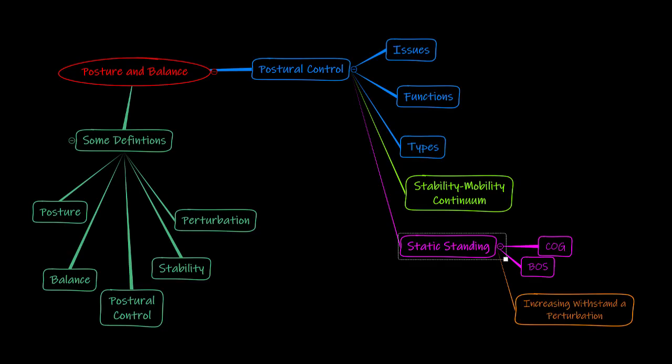So let's review what we did in this lesson. In this video, we went over some of the basics of posture and balance. We began by ensuring that we had a common terminology by defining posture, balance, postural control, stability, and perturbation. Next, we discussed some issues with, functions of, and types of postural control. An important idea that we reviewed was the stability-mobility continuum. We then applied these concepts to static standing, where we examined the center of gravity, the base of support, and ways of increasing our ability to withstand a perturbation. We only really scratched the surface of this topic with this video. There's a lot more to cover, but we can leave that for another video.